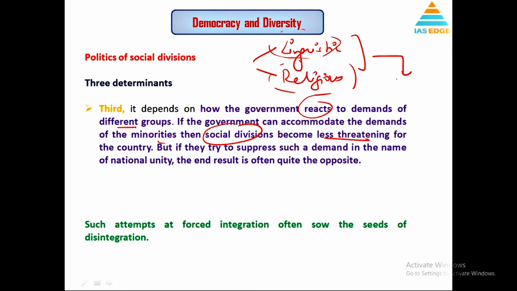The third is how government reacts to the demands of different groups. If the government can accommodate the demands of minorities, then social division becomes less threatening. So in India, we have minority communities. Now, a minority can be based on a linguistic basis, or it could be based on a religious basis.